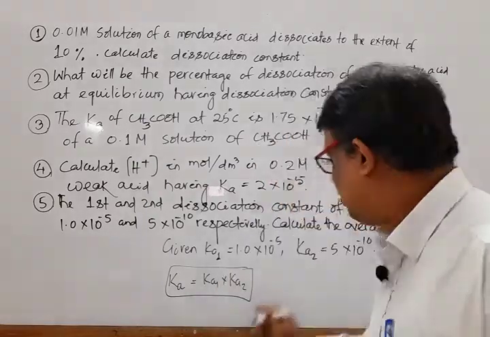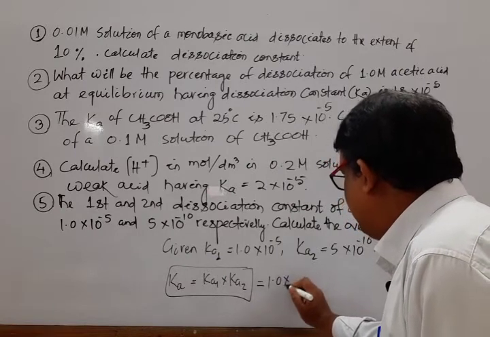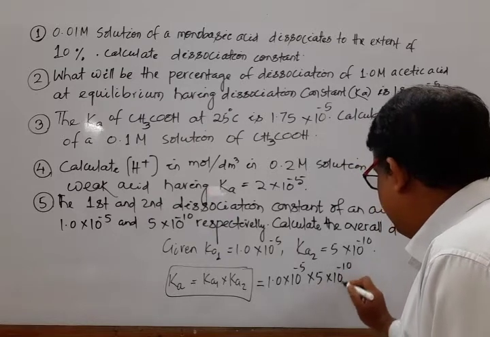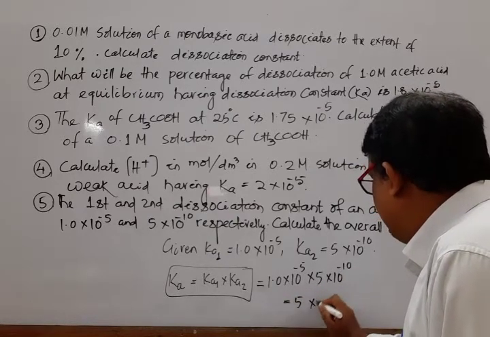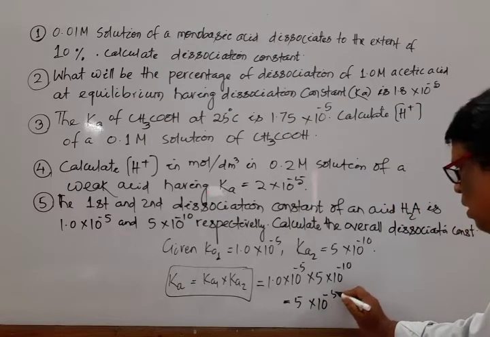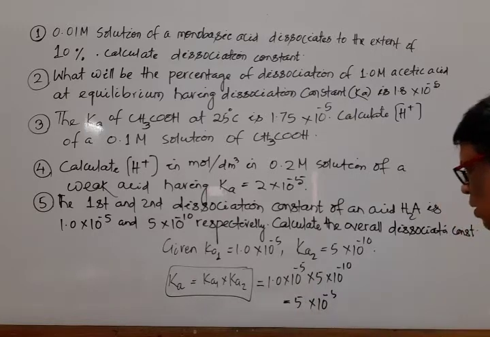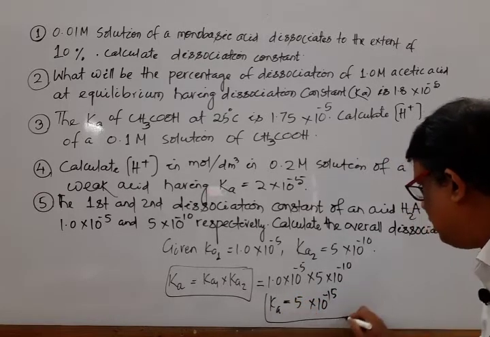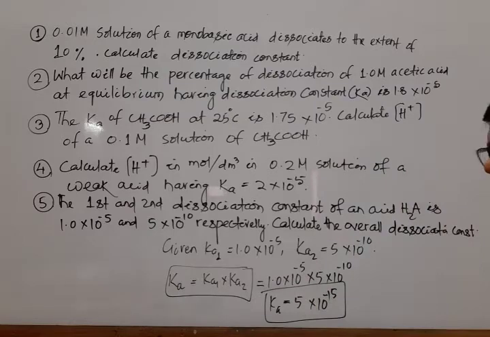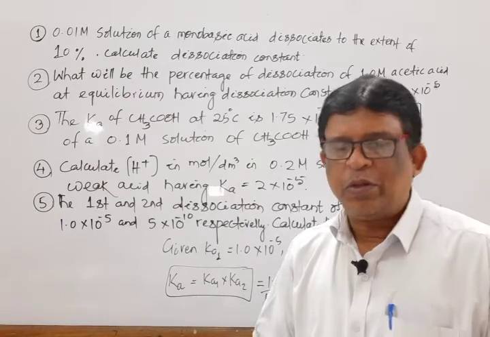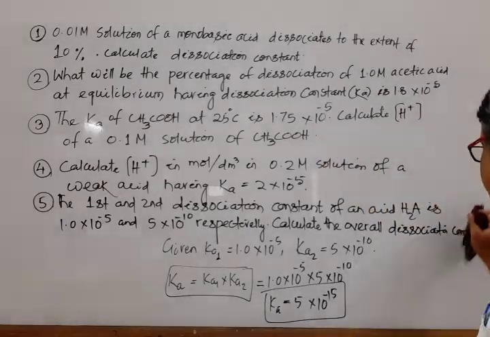So multiply: 1.0 into 10 to the power minus 5 into 5 into 10 to the power minus 10 is equal to 5 into 10 to the power minus 15. Multiply 5 into 1, that is 5, then 10 to the power minus 10 into 10 to the power minus 5 gives minus 15. This is the overall dissociation constant. Any doubt? No doubt. Good. Move to the next question.